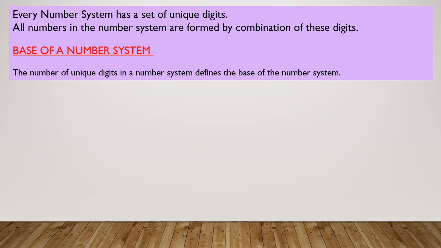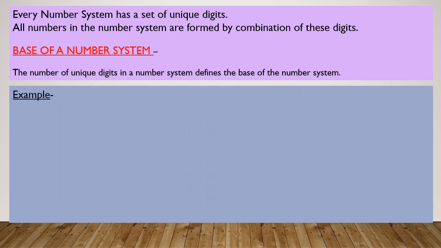Every number system has a set of unique digits. All other numbers in the number system are formed by the combination of these digits. Base of a number system: these unique digits in a number system define the base of the number system.